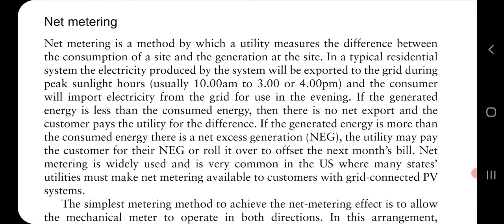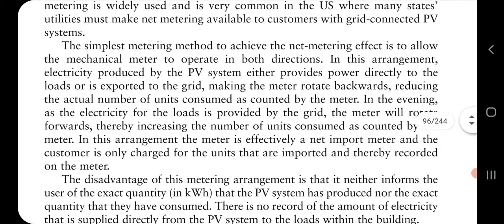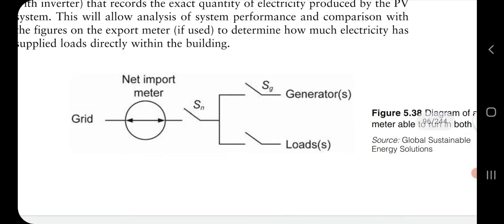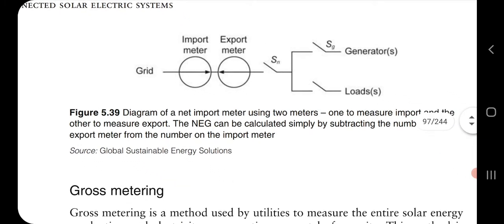So the metering is also done: if they are supplying more energy to the grid, the difference, the total energy they have supplied, that amount will be paid to them. If they are taking excess supply from the grid, then the customer has to pay for this. So it goes in both directions, export also, import also. You can see here the grid, net meter, generator, and loads that they have given.